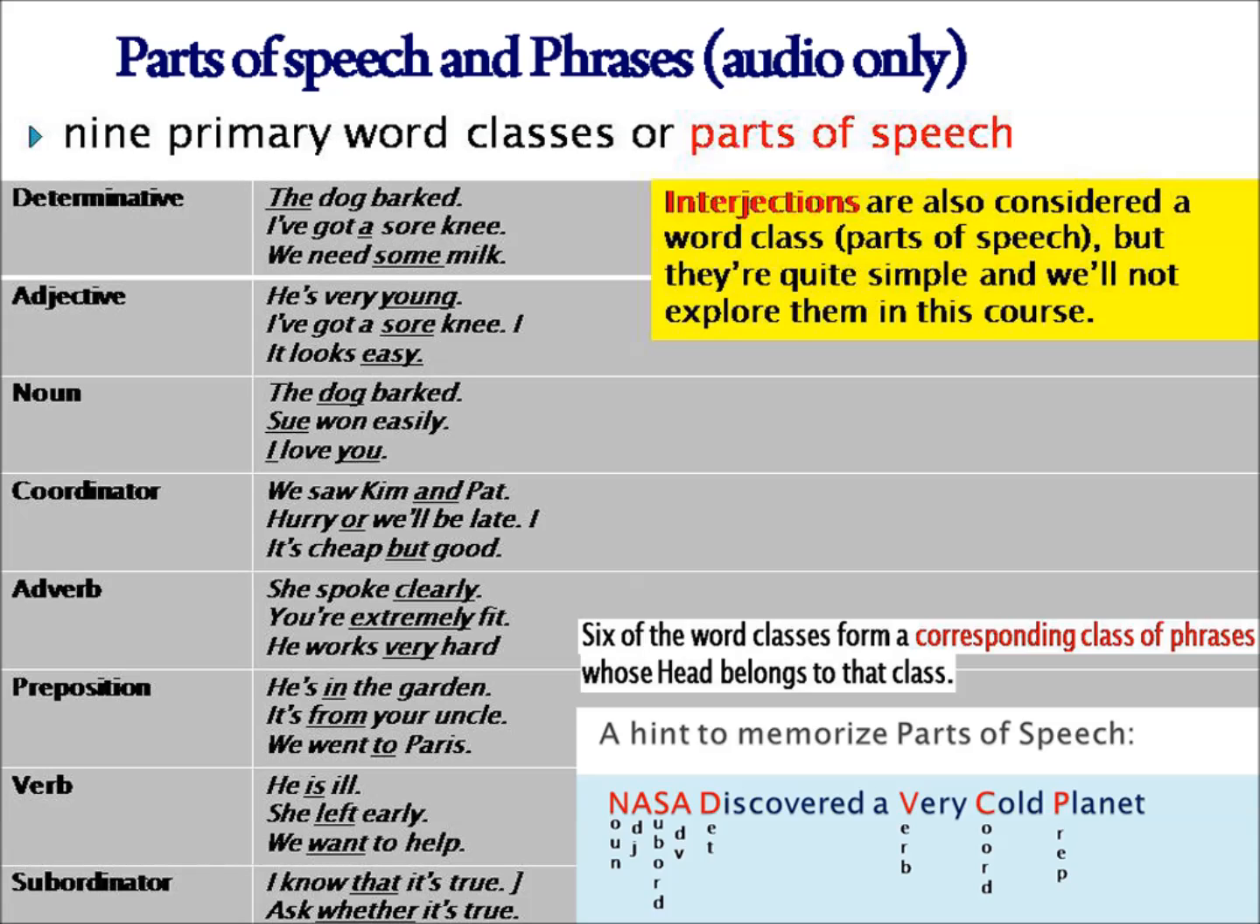In our approach, we have coordinator and subordinator as distinct primary classes. Some traditional grammars, however, have a primary class of conjunctions. They put coordinators and subordinators together as a whole, subdivided into coordinating and subordinating conjunctions. So as you can see, it's not something very precise or exact. It will depend on the way you want to approach the syntax of the language. You can choose either one or another.